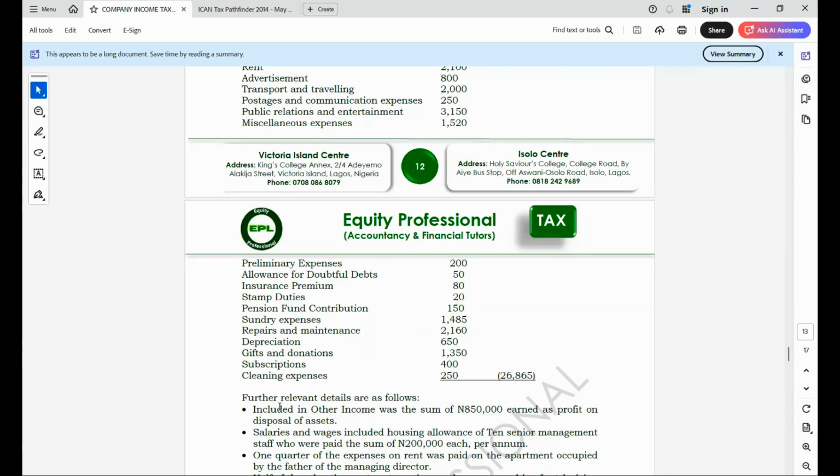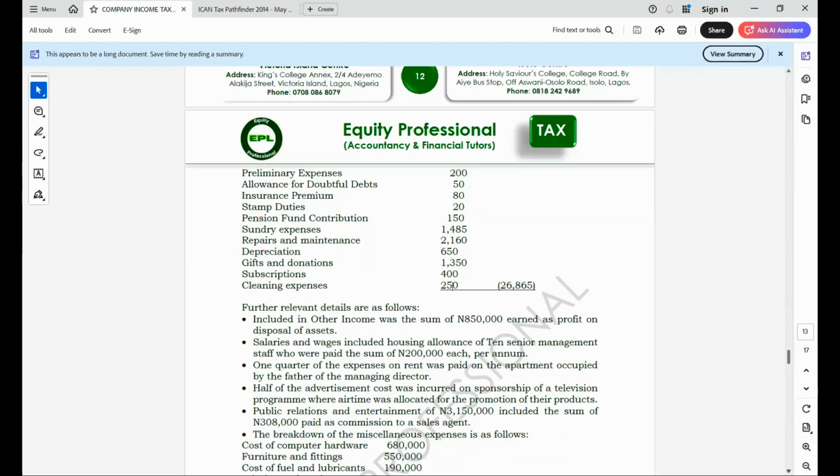Further relevant details are as follows. Included in other income was the sum of 850 as profit on disposal of assets. Salaries and wages included housing allowance of 10 senior management staff who were paid the sum of 200,000 each per annum. One quarter of expenses on rent was paid on the apartment occupied by the father of the managing director. Half of the advertisement cost was incurred on sponsorship of a television program, where airtime was allocated for the promotion of their product. Public relations and entertainment of 3,150 included the sum of 308 paid as commission to a sales agent.